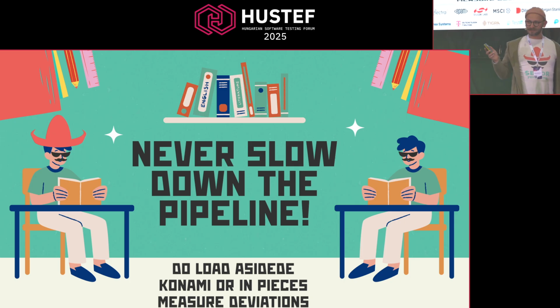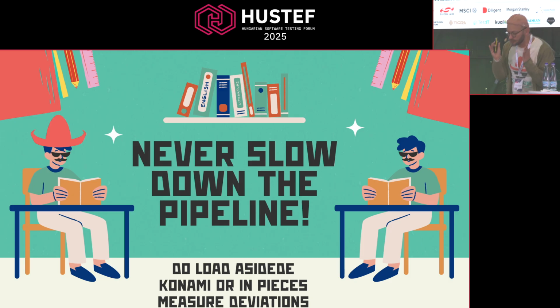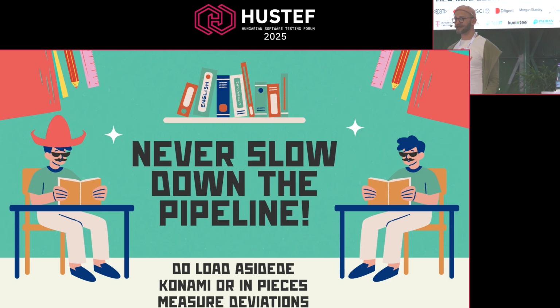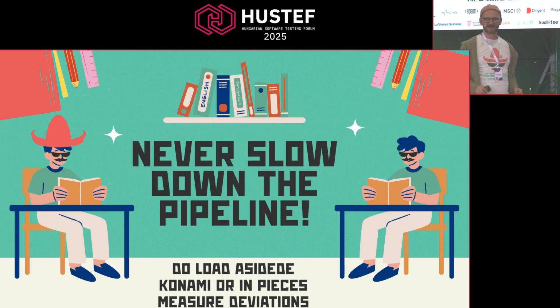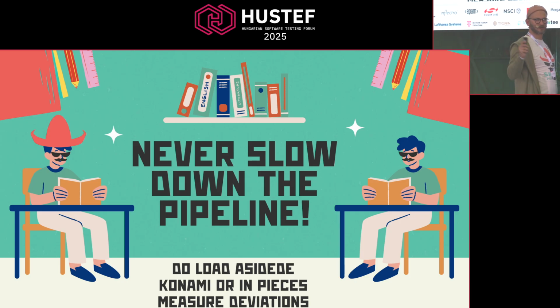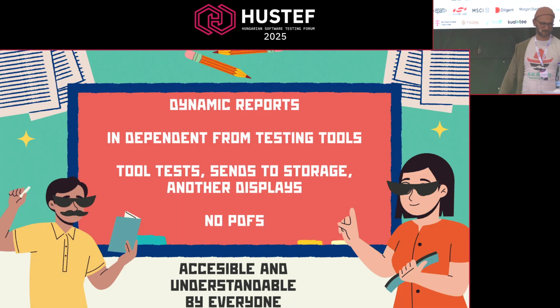Never, never, ever slow down the pipeline. The pipeline should be blazing fast. Don't do load tests that take too long. Don't create tests that are not relevant. Make it go fast. Like Fight Club, rule number 1, never, ever slow down the pipeline. Rule number 2, don't forget rule number 1.